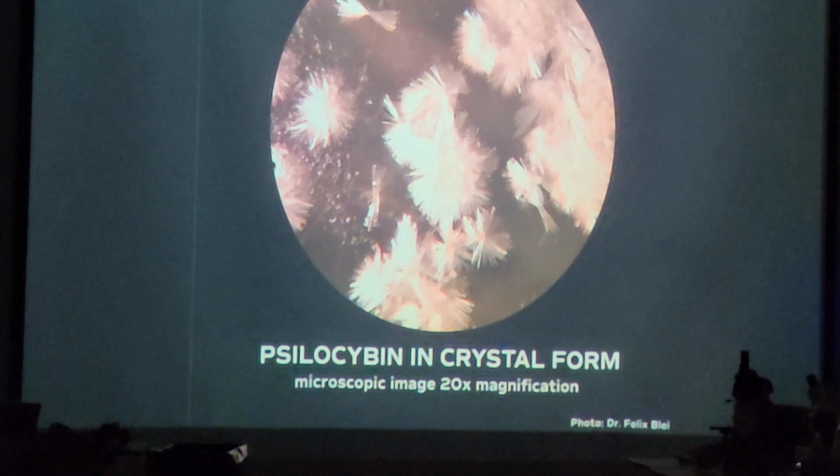This is pure psilocybin crystals, and psilocybin is pretty hard to extract, but my friend Felix Blei grew a whole bunch of Psilocybe cubensis, and then ran it through a process called preparative HPLC, which is a kind of chromatography, so it separates all the molecules by how polar they are, and he was able to get pure psilocybin crystals to grow.